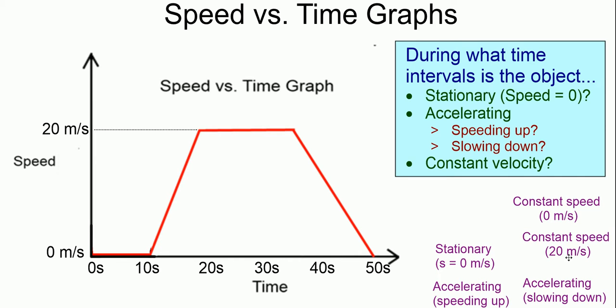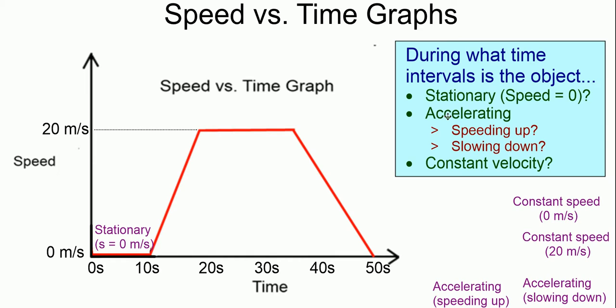Now, what they'll often ask you to do on the test is answer different questions about different time intervals. For instance, during what time intervals is the object stationary? Speed is 0. Well, look over here. Where is the speed 0? It's here, isn't it? It's between 0 and 10 seconds. So I can do this. I'll drag that over there. I'll label that 0 to 10 seconds is stationary. Speed is 0 meters per second.